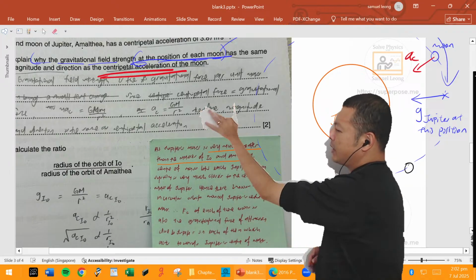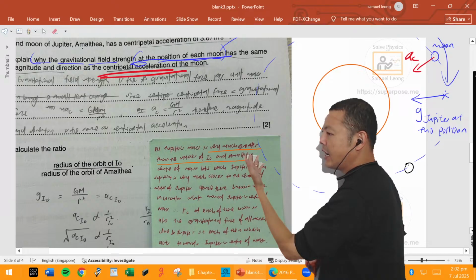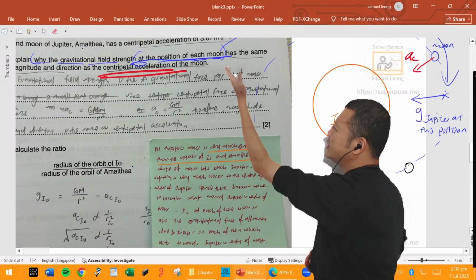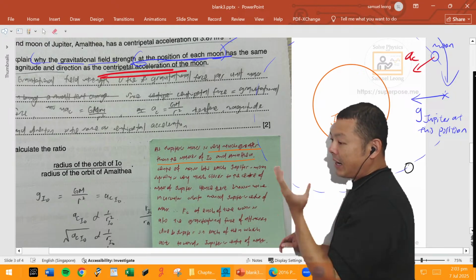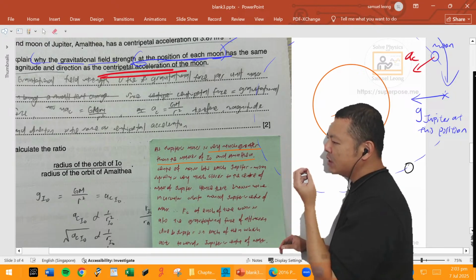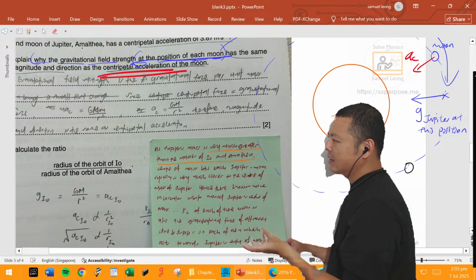Okay, but you won't know one. This one is very hard to know. Only if I look at the answer key, then I realize, oh yeah, that's what they're asking for. But you see, that's the problem with A-level questions. Sometimes they're not clear. They're very vague.